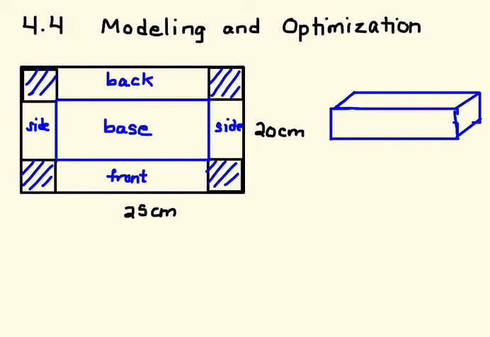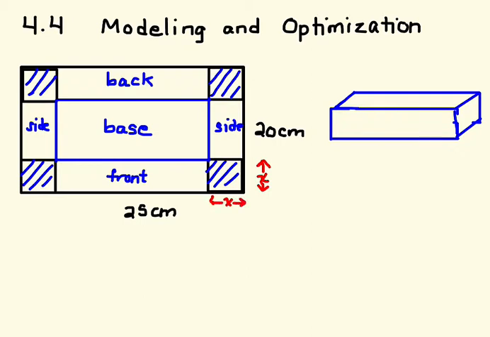So let's think about the dimensions of this box. It's 20 centimeters long, right? But we have to actually remove a perfect square. We're going to cut a perfect square out, and the square is going to be of dimension x by x.